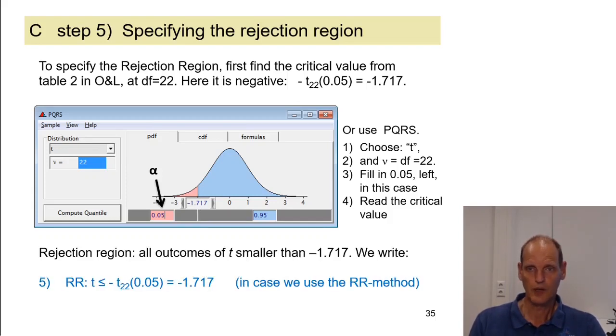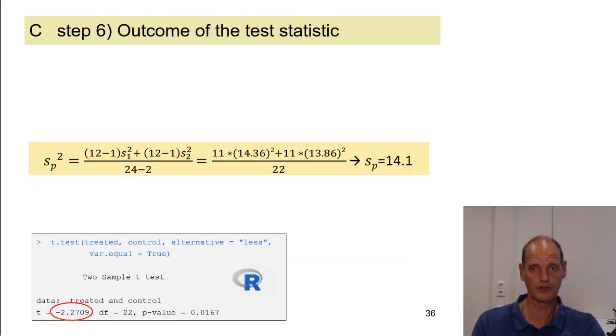Rejection region, all outcomes of t smaller than or equal to minus 1.717. So we write rejection region t smaller equal minus t22 0.05 is minus 1.717. That is the step 5. So now we have come to a decision rule because we know what to do for each outcome of t. If it's smaller than this, we reject the null hypothesis, and otherwise we don't.